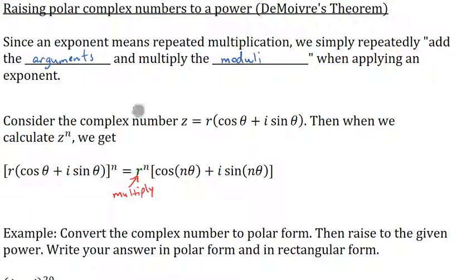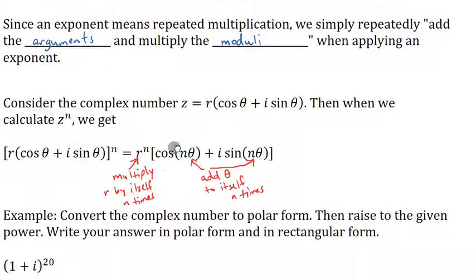Right? Because I multiply the moduli, and if this means I'm going to multiply this whole thing n times, I need to multiply r by itself n times. Which is precisely r to the nth power. And here for my argument, I need to add theta to itself n times. Which is the same thing as n thetas, right? If I take theta plus theta, that's 2 theta because I'm adding 2 thetas. Theta plus theta plus theta would be 3 theta. n thetas added together would be n theta. It's that simple. Okay, so let's try this on an example.